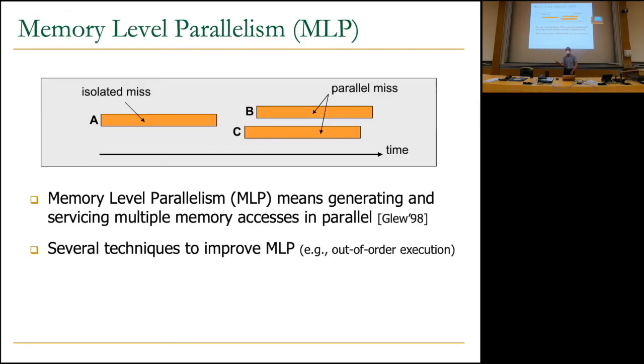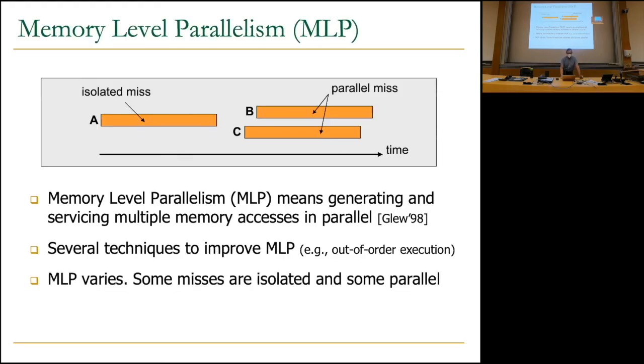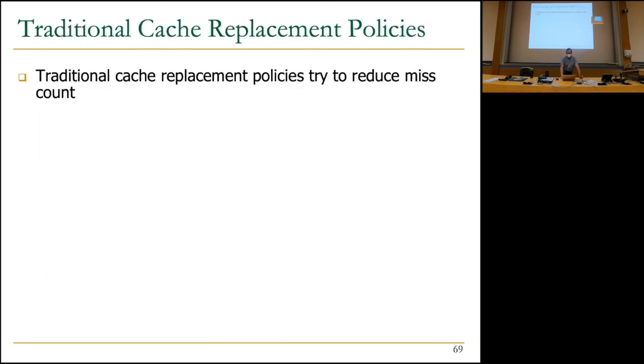Memory level parallelism works by gathering together many misses like that and ensuring the processor doesn't stall for each one of them in an isolated manner. Okay, so basically some misses are isolated and some are parallel. The question is, how does this affect cache replacement? So it's very interesting, actually.